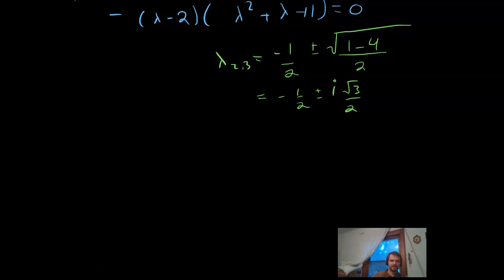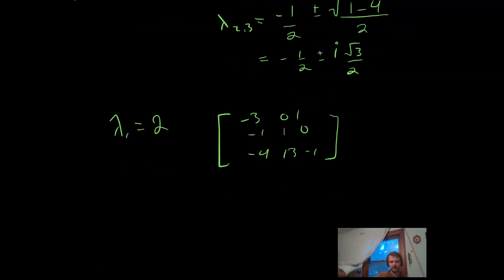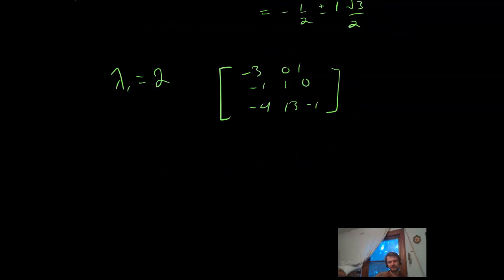So I'm going to start with the nice and easy one, where lambda 1 is just equal to the value 2. So plugging this into our matrix, recall, we're going to take the original matrix and subtract 2 from every element on the diagonal. That will give us the matrix -3, 0, 1, -1, 1, 0, -4, 13, and -1. So I want to find some vector that when I multiply this, it'll give me 0. Again, I could go for reduced row echelon form if I chose. But this one, it's good enough to just find some vector that works.